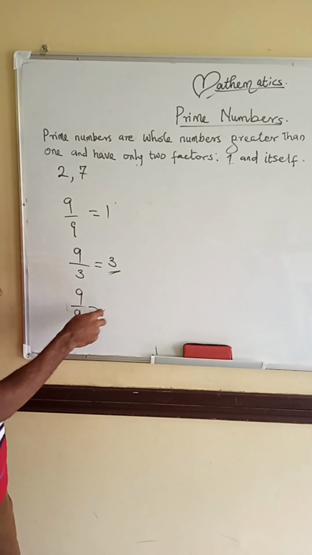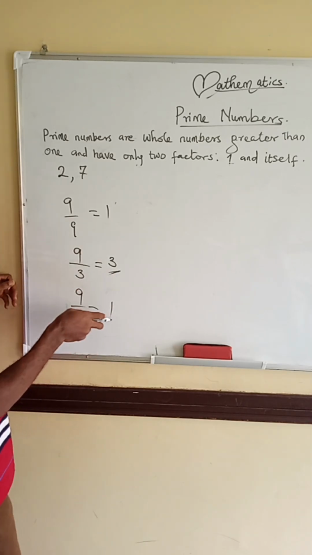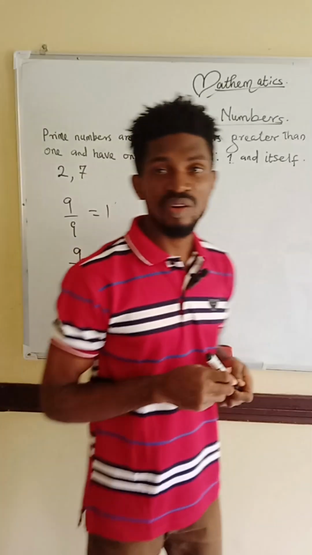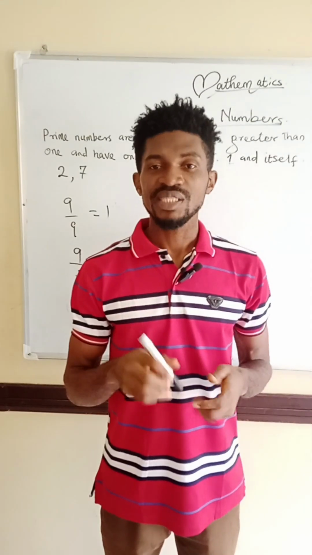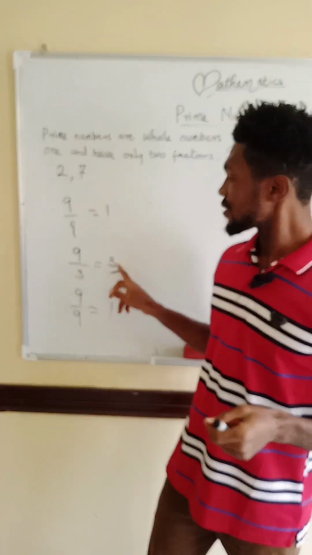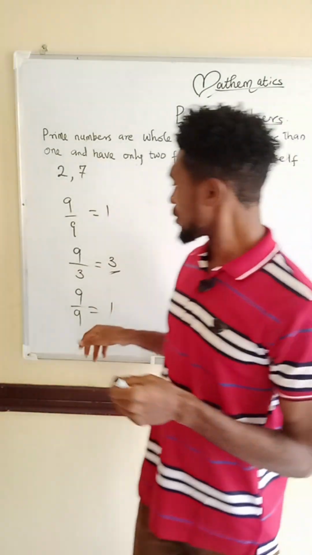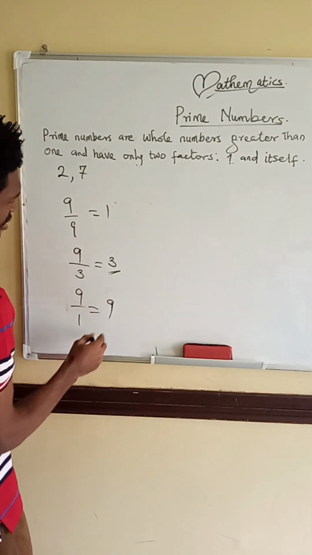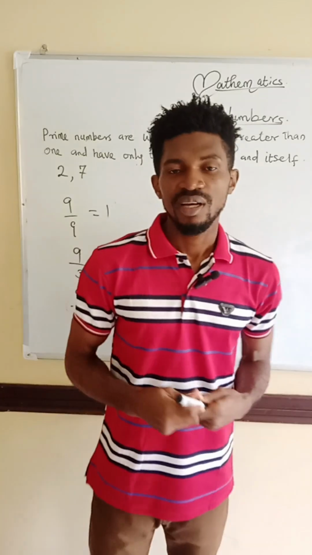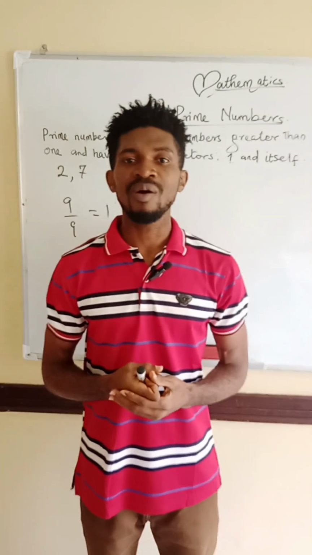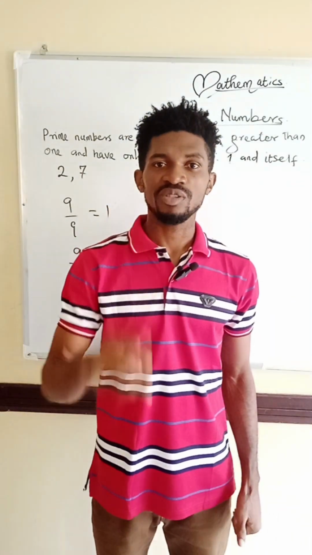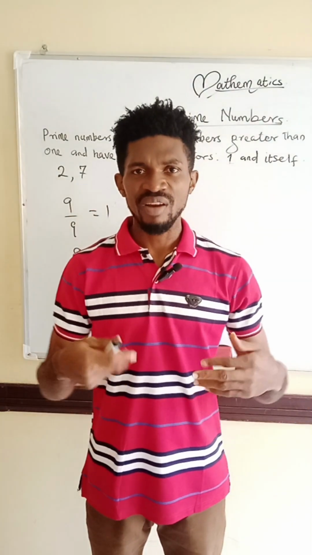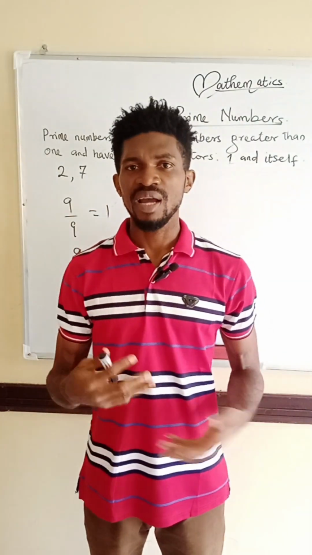So 9 divided by 9 will give us 1. So it has 3 factors: 1, 3, and 9. So therefore, 9 is not a prime number. Okay? Because it has 3 factors: 1, 3, and itself, 9. And a prime number has only 2 factors, which are 1 and itself. I believe this explanation is clear. You will now be able to differentiate between a prime number and an odd number.